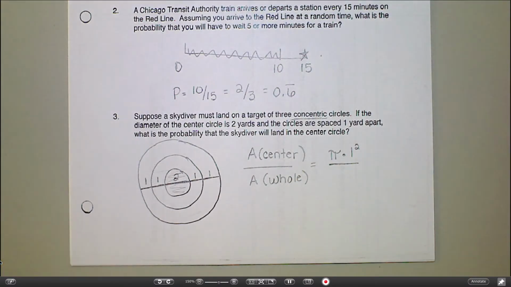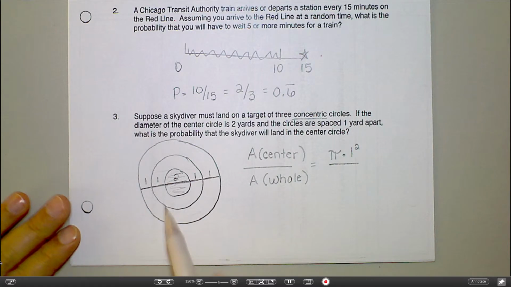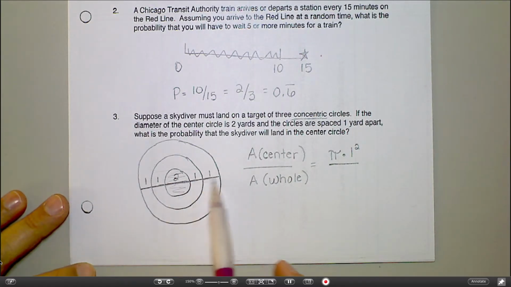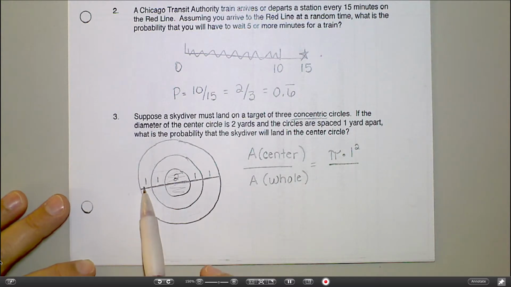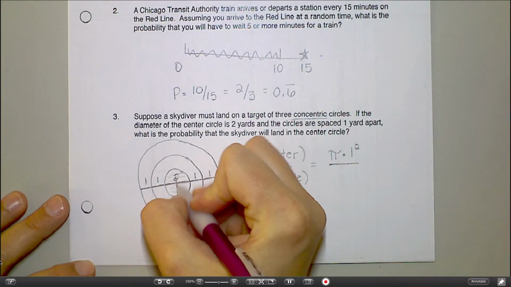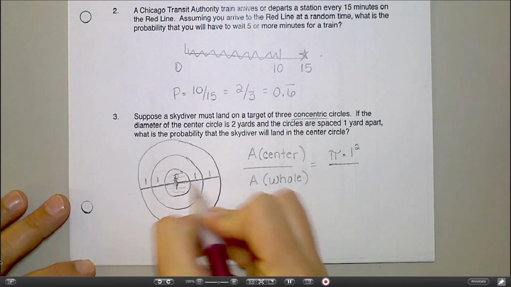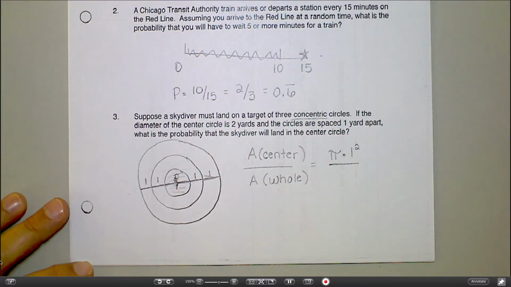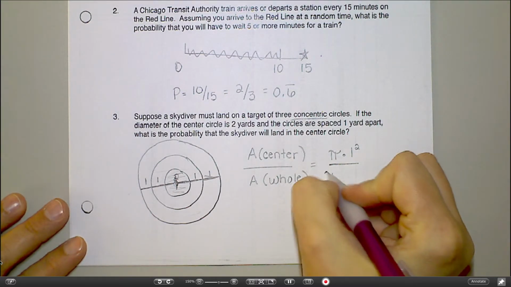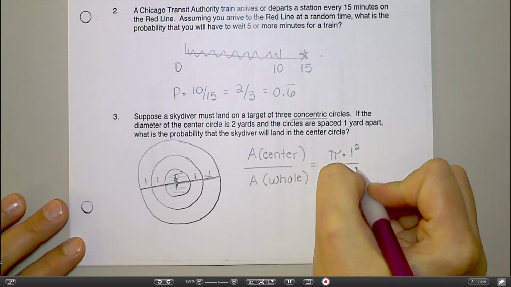Now I need the radius of the whole big circle. It would be 3. A couple ways you could think about it. Either I could add up the whole thing, which would be the diameter, and then cut it in half: the whole thing would be 1, 2, 3, 4, 5, 6, so half of that would be 3. Or I could start at the halfway point of this circle because that's the center. So this would be 1, 1, and 1, which makes 3. So the area of the whole circle is going to be pi times 3 squared.